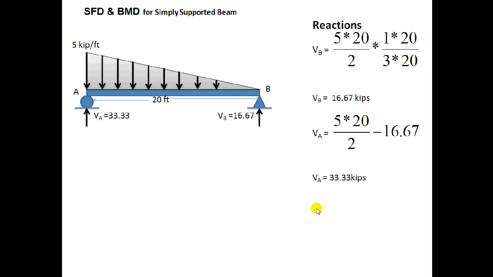And now I will draw the SFD diagram for UVL. These are the reactions that I have found by the same method, by taking the moment at point A, and then after that by applying the equation Fy equal to 0, we can find out the reactions. I have explained in my other tutorial how to find out the reactions in detail.